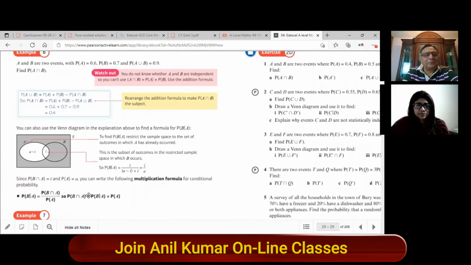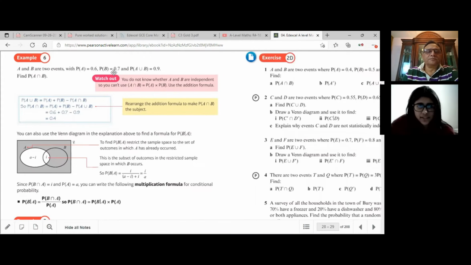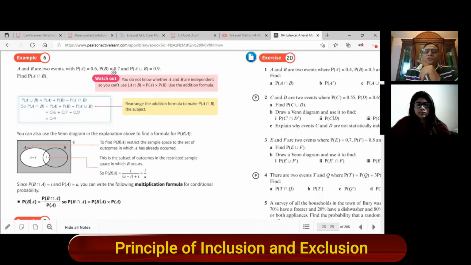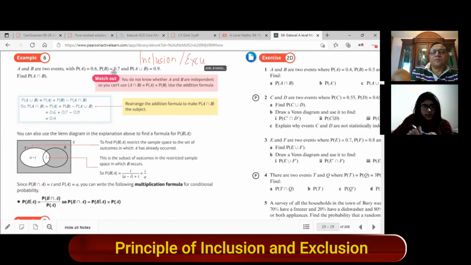Okay, example 6, let me tell you one more thing about it. Can you please read the question? Yeah. A and B are two events with probability of A as 0.6, probability of B as 0.7, and probability of A or B as 0.9. So find the probability of A and B. Right. So we actually call this the principle of inclusion and exclusion. That's a name which is very important to understand. It is called the principle of inclusion and exclusion.